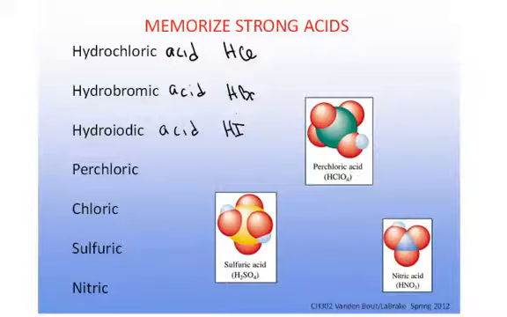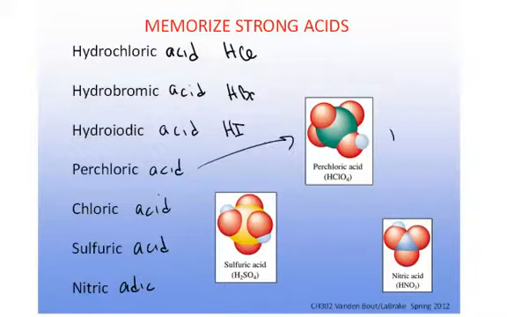The oxyacids that you need to memorize that are strong acids are perchloric acid, chloric acid, sulfuric acid, and nitric acid. You need to memorize the name and the formula for these acids. Perchloric acid is shown right here, and the formula is HClO4. The green is the chlorine, the red is the 4 oxygens, and the white is the hydrogen. You can see the hydrogen is bound to the oxygen. This is a common feature in the oxyacids: a hydrogen bound to an oxygen, which in turn is bound to a nonmetal.